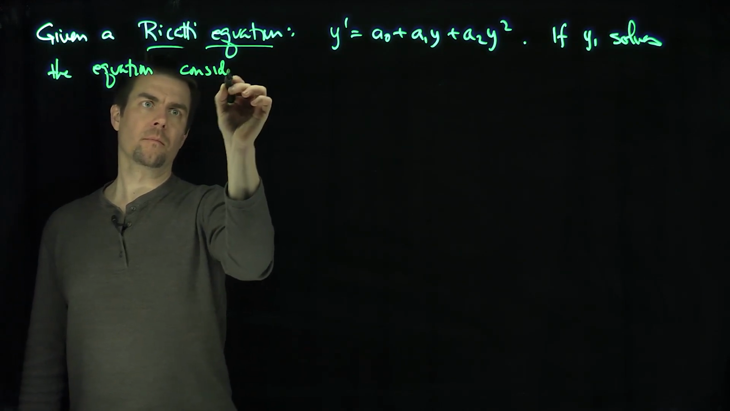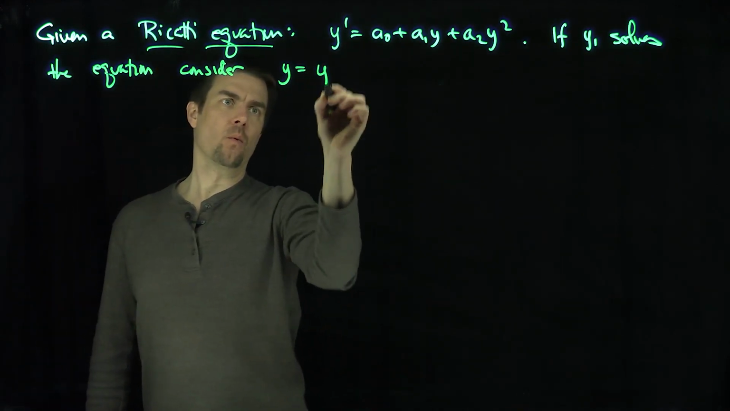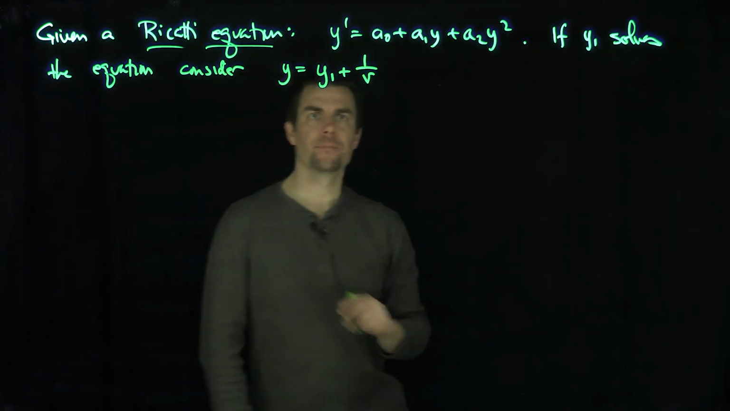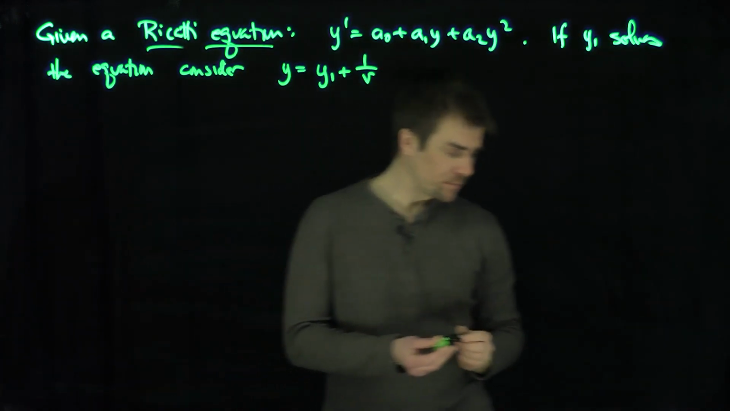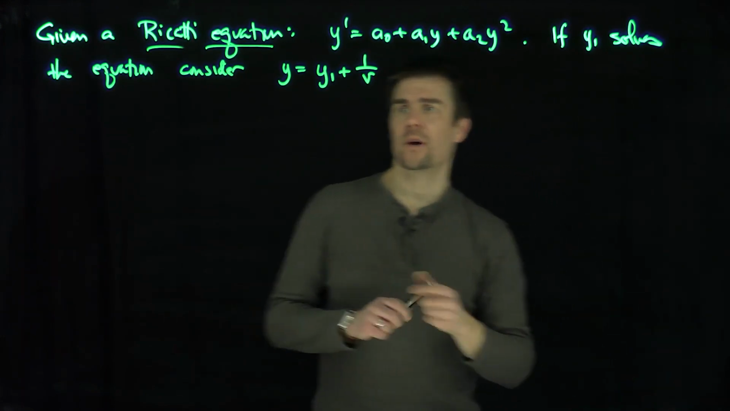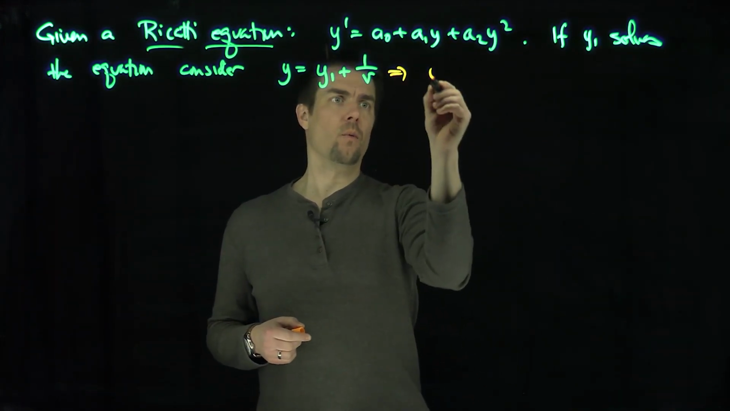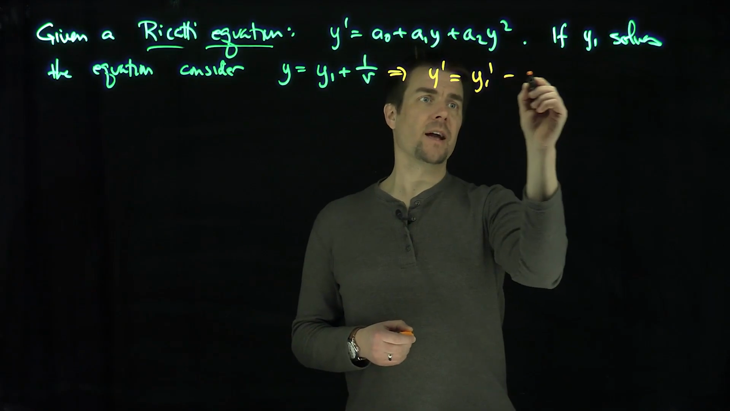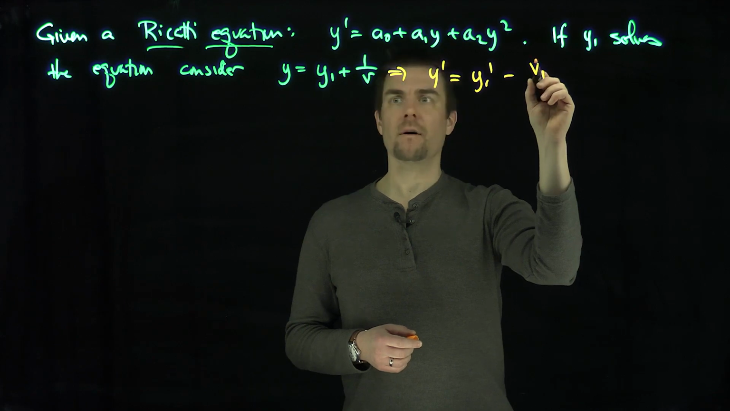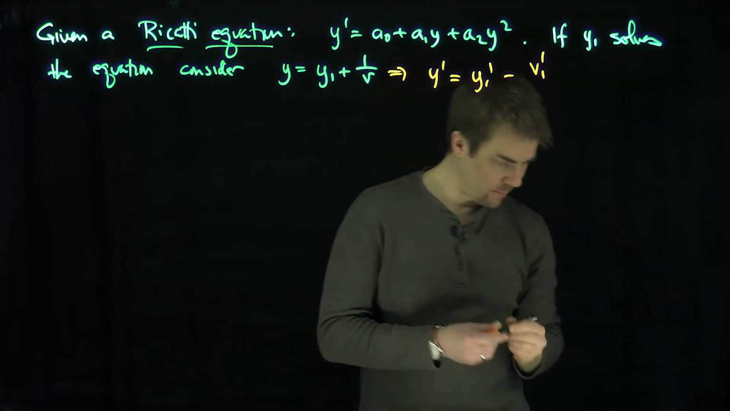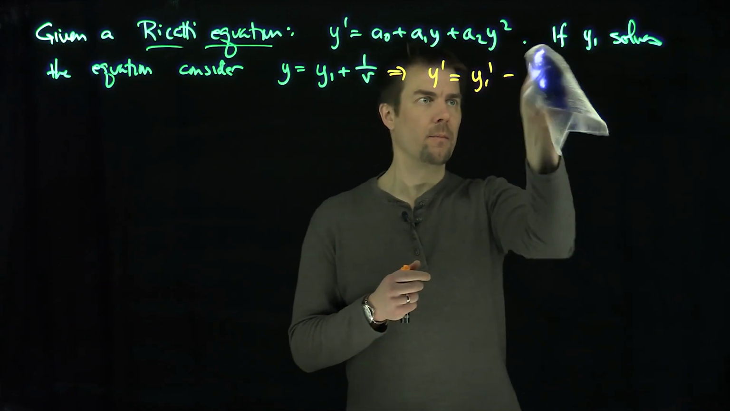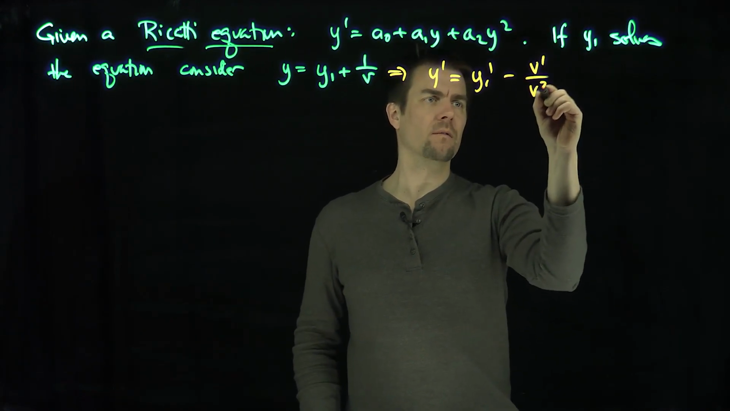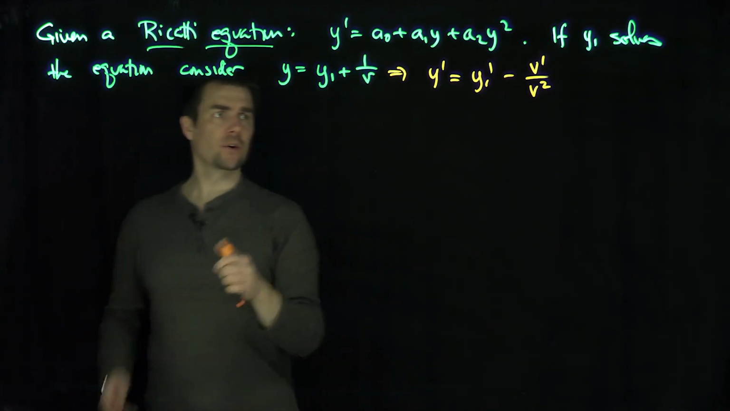consider y to be y1, the solution you know, plus 1 over a function v. So let's see what happens if we make this transformation. If we make this transformation, we can compute y prime. It's going to be y1 prime, and then negative v prime over v squared. Okay, so let's plug that into the equation and see what we get.